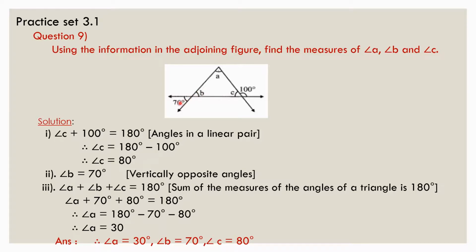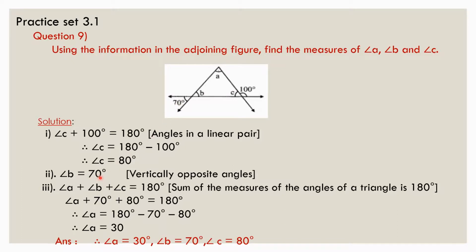Solution. Angle C plus 100 degrees is equal to 180 degrees, because they are angles in a linear pair. Therefore angle C is equal to 180 minus 100, which is 80 degrees. Next, angle B and 70 degrees are vertically opposite angles. Therefore, angle B is equal to 70 degrees.